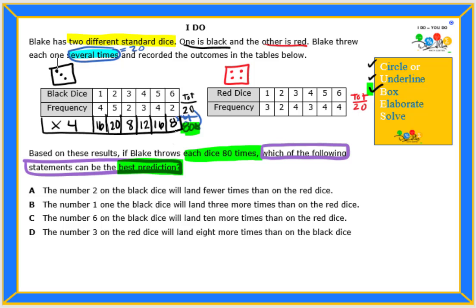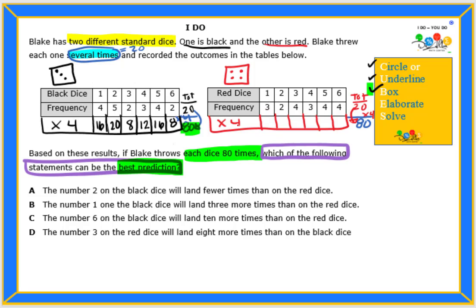Now let's find the same relationship with the red dice. So again, he's going to throw each dice 80 times. So we want 80. So we can find the factor or the relationship from 20 to 80. Again, it's times 4. So we're going to multiply each one times 4 to predict how many times the red dice would land on each of these.